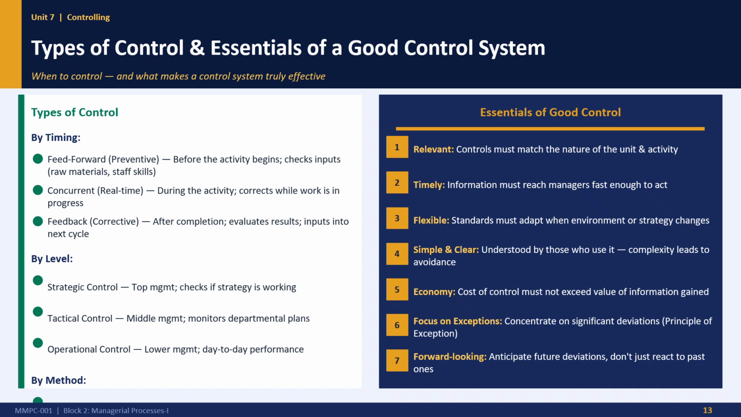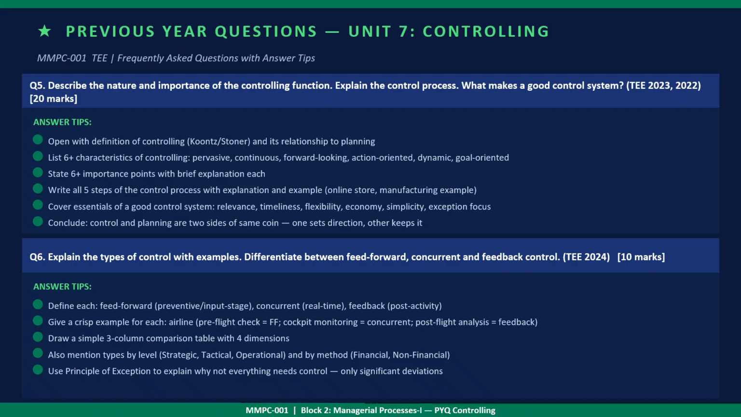A good control system should be relevant to the activity, timely in providing information, flexible to adapt to changes, simple and easy to understand, and economical in terms of cost. From an examination point of view, you must clearly understand the control process, types of control, and the essentials of a good control system. Including practical examples will make your answers more effective.